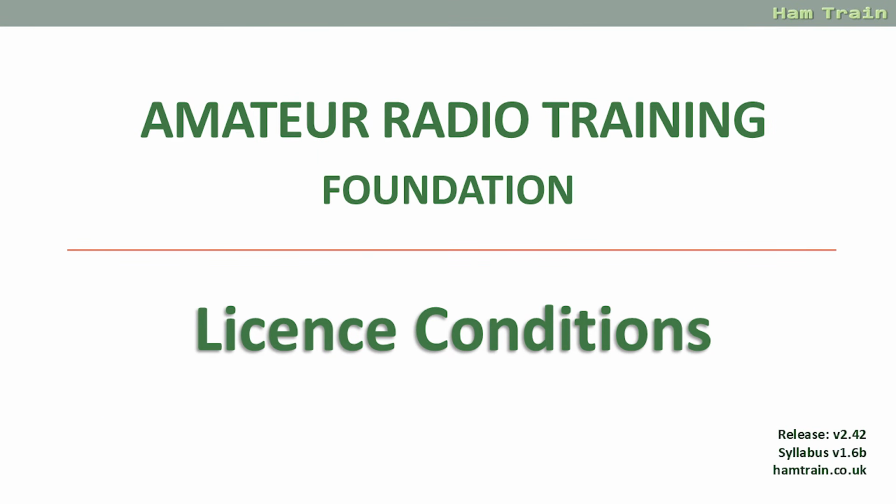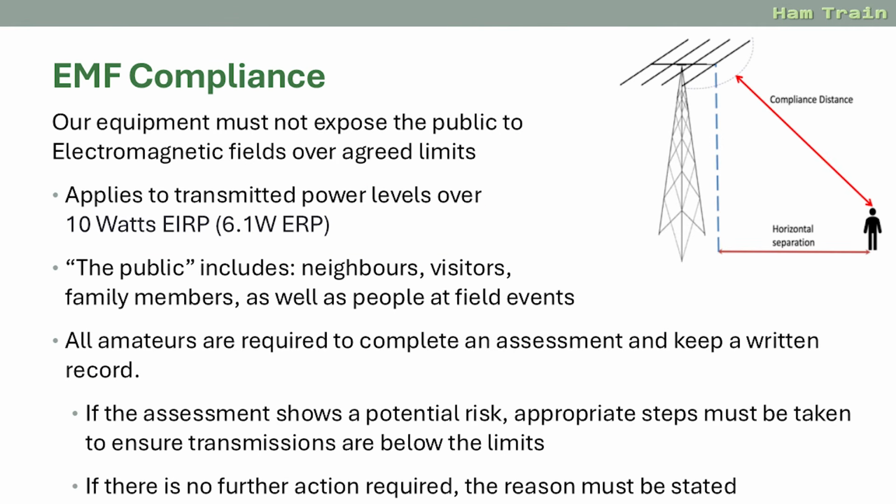We now move on to a relatively recent addition to the amateur radio licence called EMF compliance. The current amateur radio licence requires that all of our amateur radio equipment must not expose the general public to EMF, electromagnetic fields, over agreed international limits. The legislation applies to transmitted power levels over 10 watts EIRP. As you'll hopefully remember from our transmitters and receivers module, EIRP stands for Effective Isotropic Radiated Power. 10 watts EIRP is the equivalent of 6.1 watts ERP.